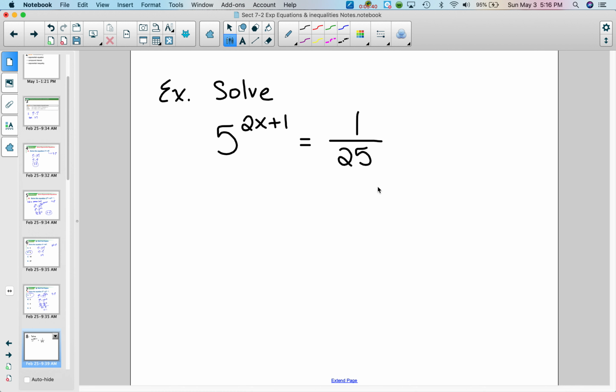Now I added in a few others of these because I want you to remember, how do we find a common base for one like this?